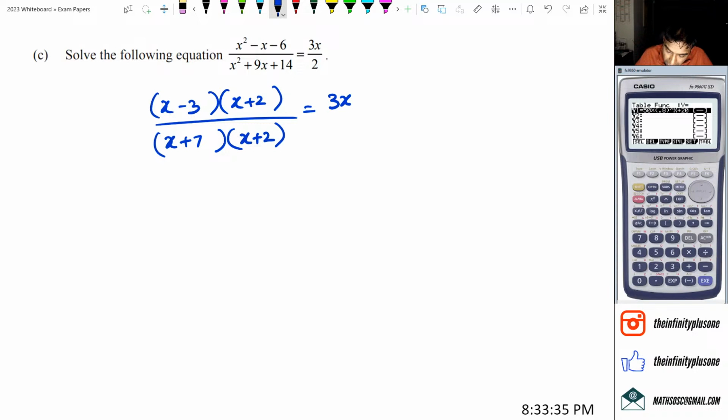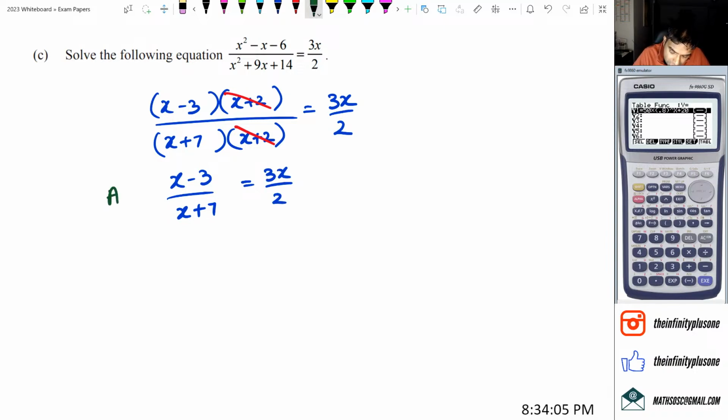Now, this is all equal to 3x over 2. I'm also having a look at the answer schedule just to see what you could get achieved for. If you get this part correct, both the top and the bottom, and you simplify, we're going to cross out our x plus 2's, and we're left with x minus 3 over x plus 7 equals 3x over 2. If you get to this stage for the left-hand side, you are already looking at an achieved for this question. That's how easy it is to get achieved for this question.